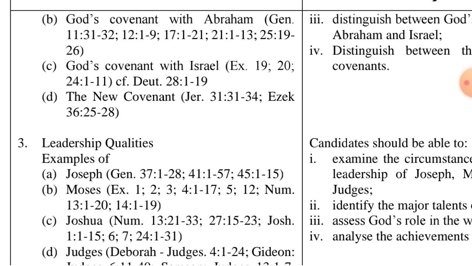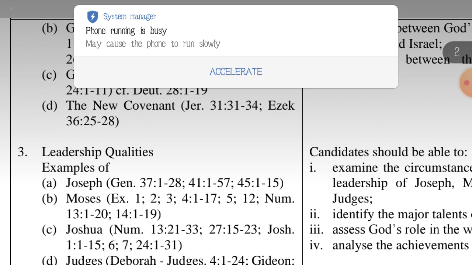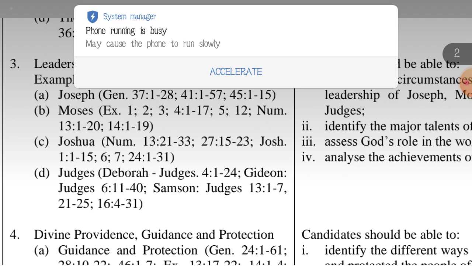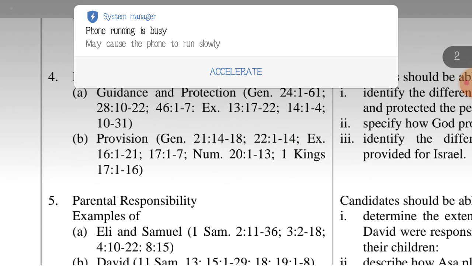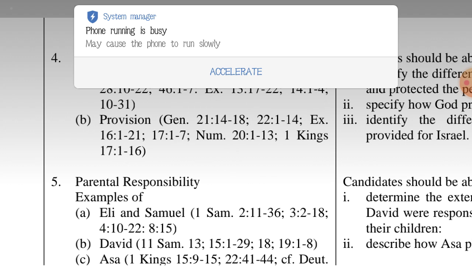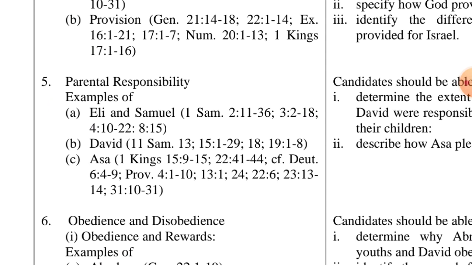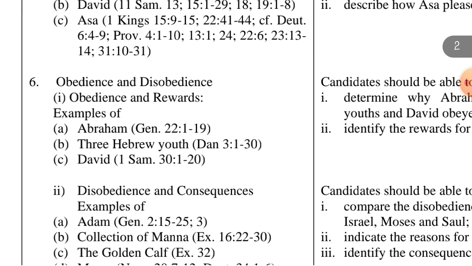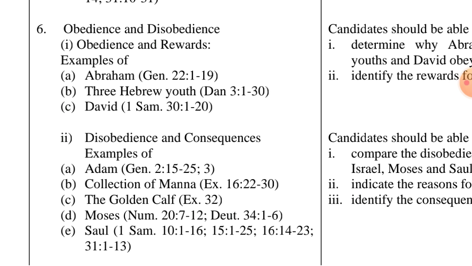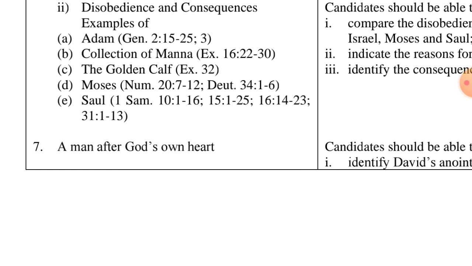Of course, there are many subtopics under it. Then leadership qualities, examples of Joseph, Moses, Joshua, Judges. Divine providence, guidance, and protection. Another topic: parental responsibilities, with examples of Eli and Samuel, David, Asa. Number 6 topic: obedience and disobedience, both as it has to do with Abraham, the 3 Hebrew youths, and all the rest.